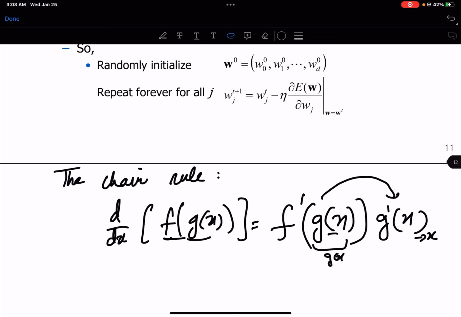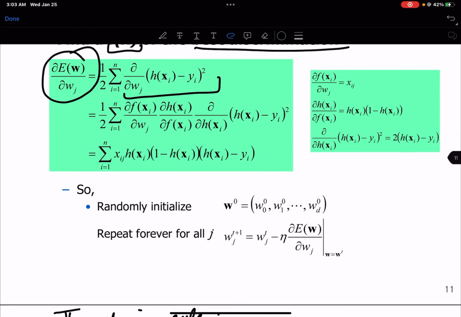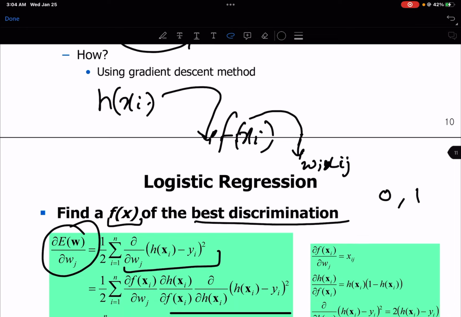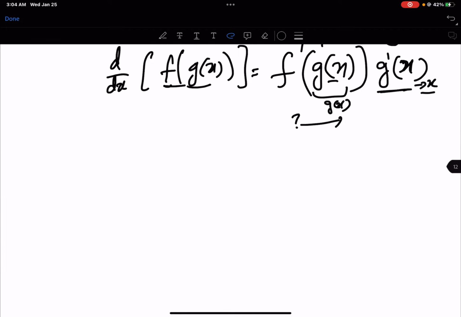Here we are going to differentiate with respect to g of x, and then to extract this x value, we will differentiate this g of x with respect to x. So here the chain is only 2, but sometimes we can have a further chain. Like in our case, we have 3 levels of chaining: from h of x, to f of x, and then from f of x you can get your w of wx.